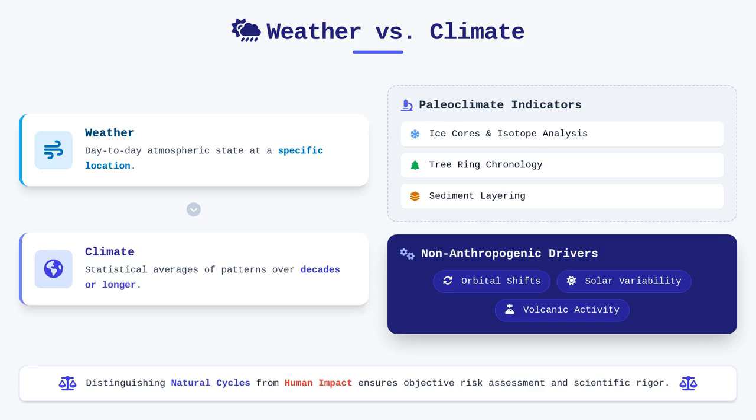Understanding this historical context prevents us from misattributing natural variability to anthropogenic causes, or vice versa, ensuring our risk assessments remain grounded in objective reality. This scientific rigor is the bedrock upon which you will evaluate future climate scenarios and policy interventions.